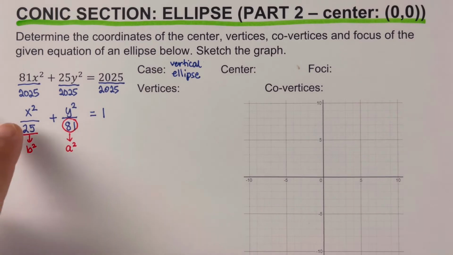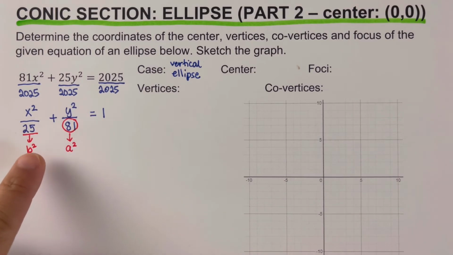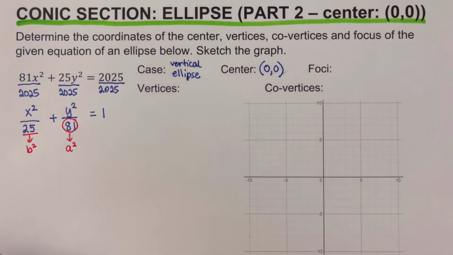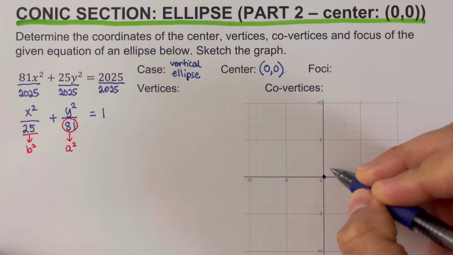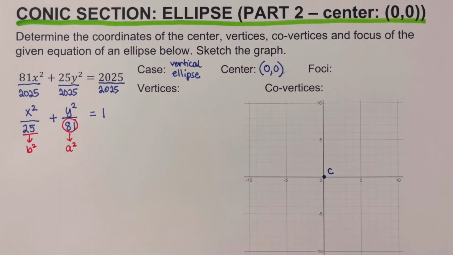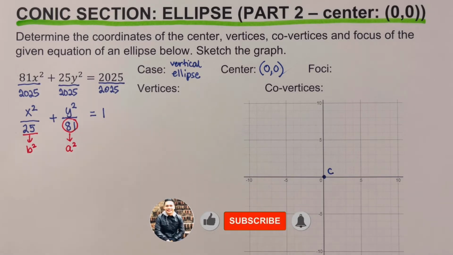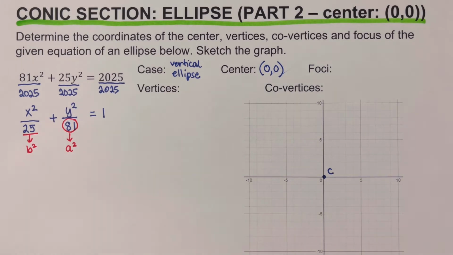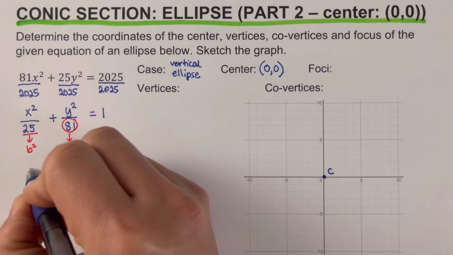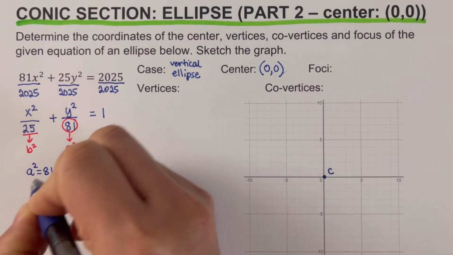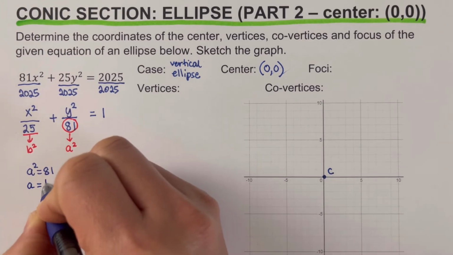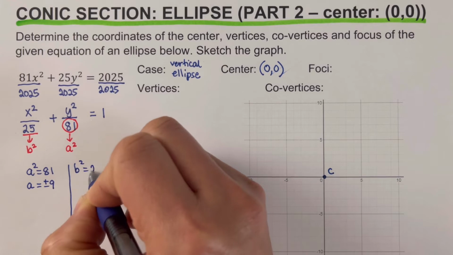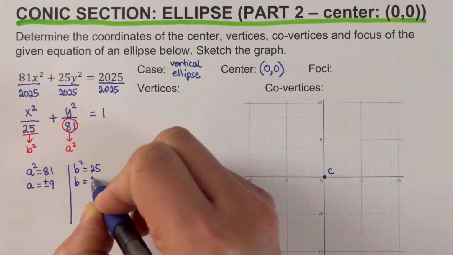Now, looking at this equation further, we can say that the center of this ellipse is at (0, 0). So I'm going to write that down here. We can sketch the center right here at (0, 0). I will label that as letter C. Now, we are going to determine the value of A and the value of B. Looking at this, we can say that our a squared is 81 and our b squared is 25. So I will write that down here. A squared is 81, so we can go ahead and say that A is plus or minus 9. And then b squared is 25, so B is plus or minus 5.